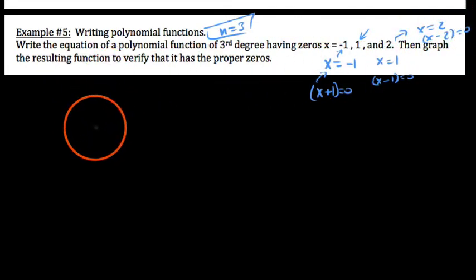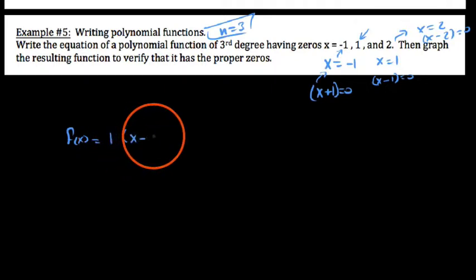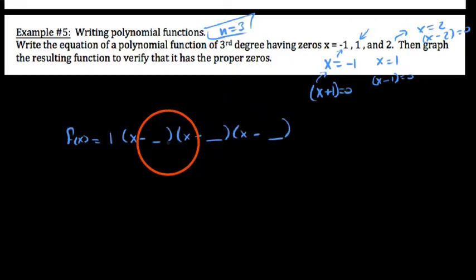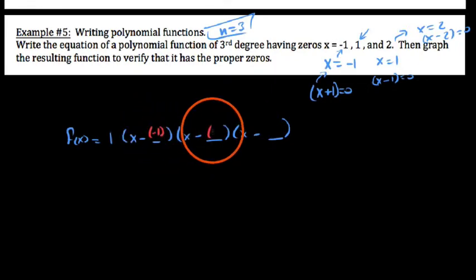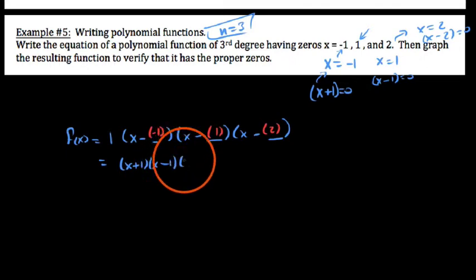So what we want to do here is write a third degree polynomial function f of x. I'm going to leave my leading coefficient as 1, but I'm going to say x minus our zeros here, and we're just going to fill those in. We can write all polynomial functions in this way. So -1 here, +1 here, and +2 here would give us a polynomial function that really is x plus 1, x minus 1, and x minus 2.